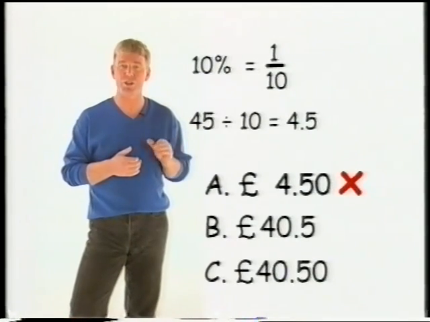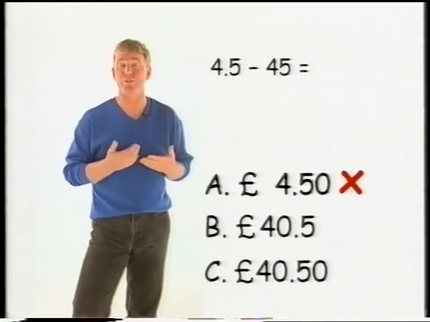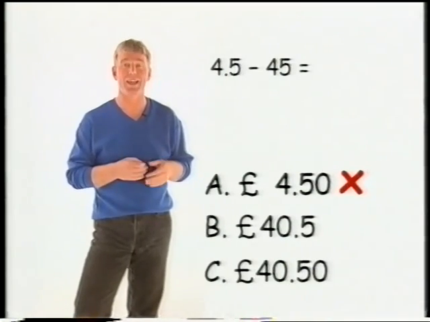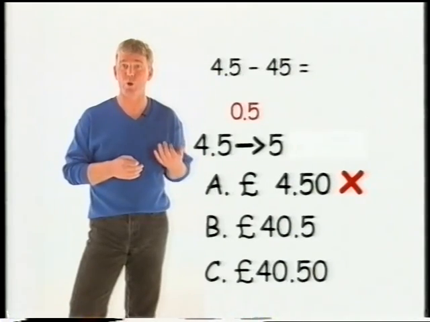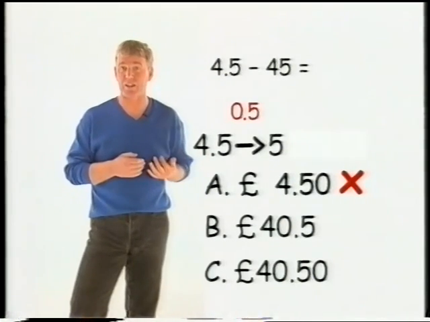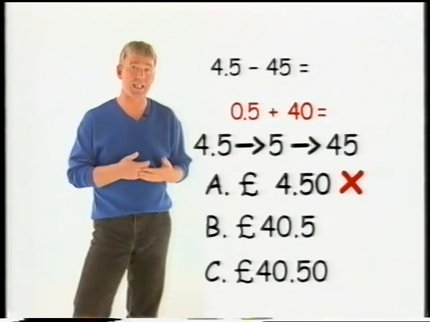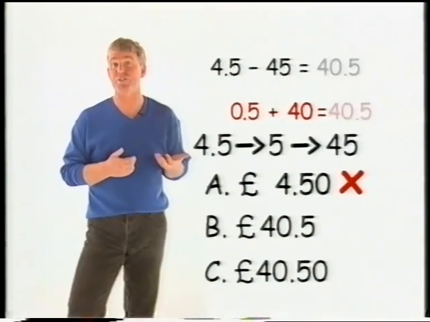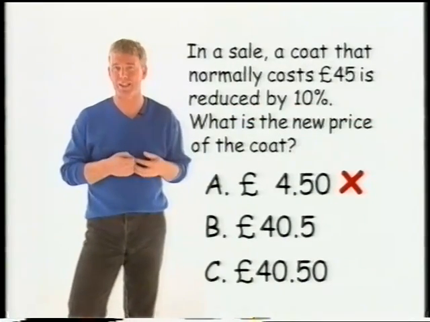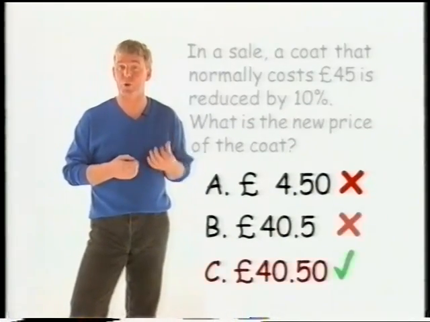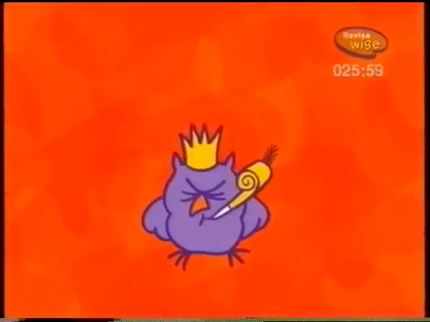To find the new reduced cost of the coat in the sale, we take 4.5 from 45. Counting on, 4.5 to 5 is 0.5. Then 5 to 45 is 40. So we add 40 to 0.5, which is 40.5. But because this is a money question, the answer is £40.50. So C is the right answer.